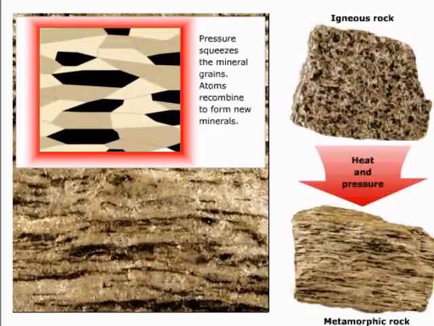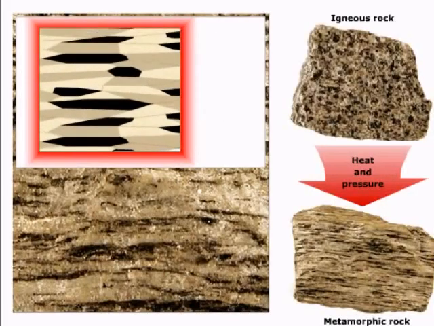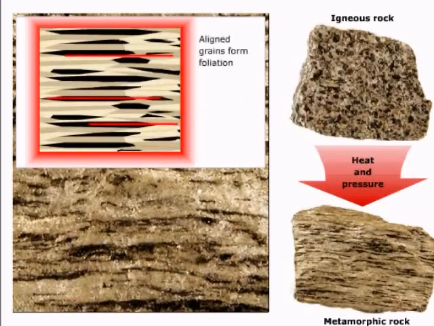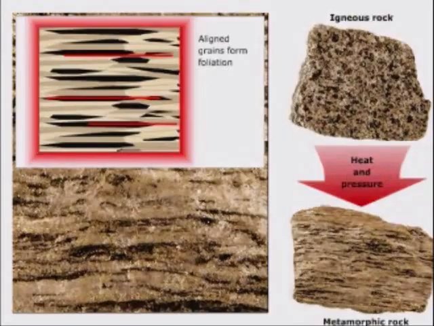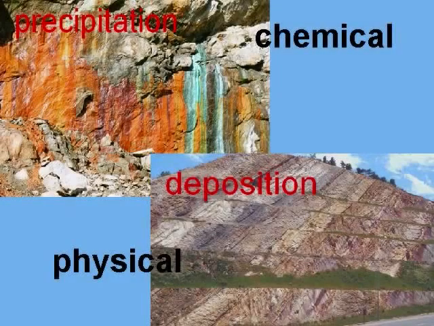Lithification can be formed by compaction, which is a physical process, and by cementation, which is a chemical process, a chemical change within the physical process. Remember, sedimentary rock can be transformed by these three processes: physically, or chemically, or a combination of both.